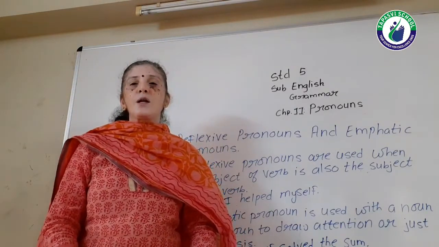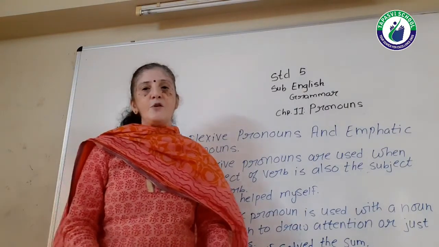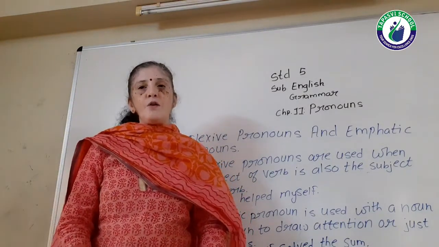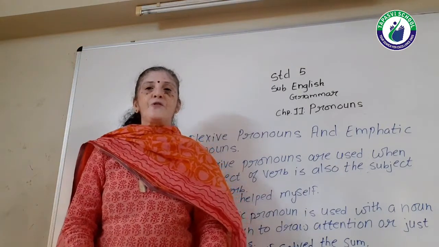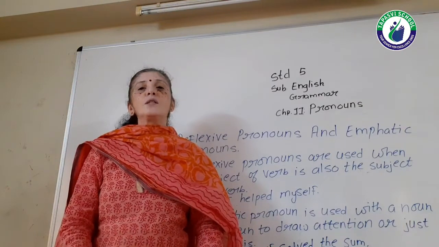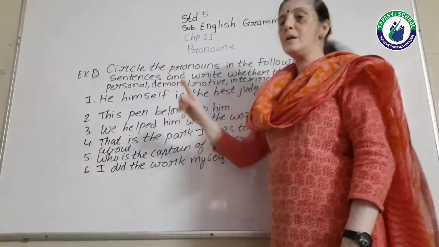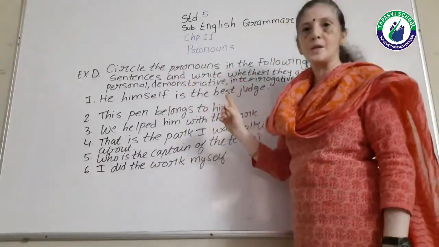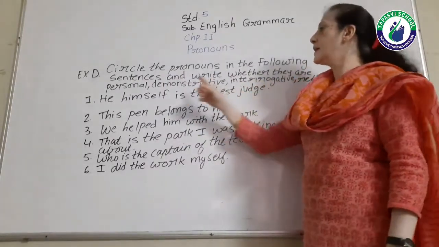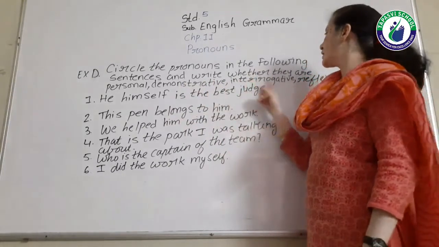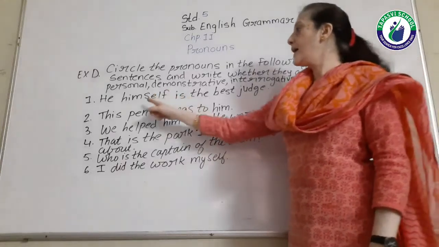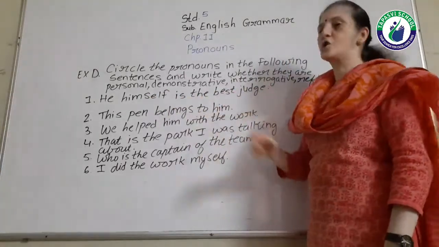And students, for he we use himself, for she we use herself, for you we use yourself, for I we use myself, for we we use ourselves. Exercise G. Here you have to circle the pronouns in the following sentences and write whether they are personal, demonstrative, interrogative or reflexive. First one, he himself is the best judge.